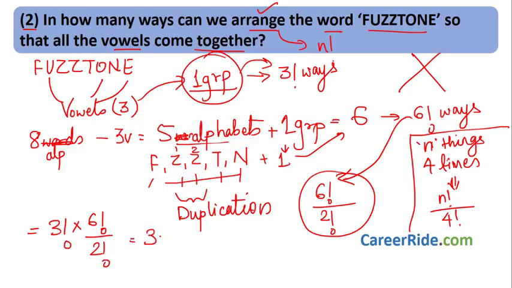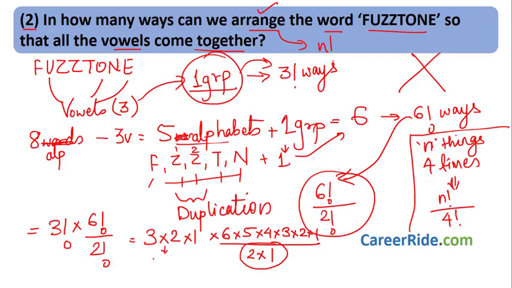That would be 3 into 2 into 1 multiplied by 6 into 5 into 4 into 3 into 2 into 1, divided by 2 into 1. Now, take a look carefully over here. What have we written? We have written 3 factorial into 6 factorial upon 2 factorial. What is 2 factorial? 2 into 1. Here also we have 3 into 2 into 1. So we can write this very easily as 3 into 2 factorial.